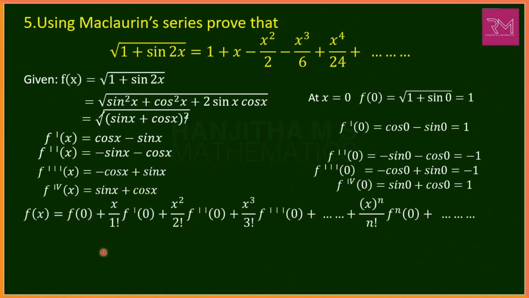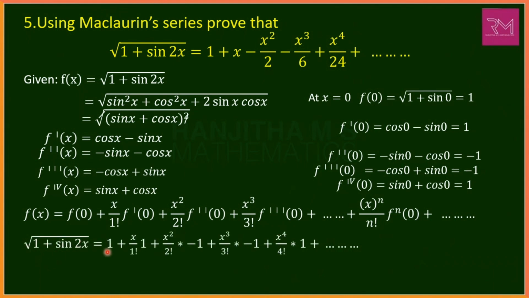Substituting all these values in Maclaurin series of expansion, we get f of x value is root of 1 plus sin 2x, which is equal to, here f of 0 is 1 plus x by 1 factorial into f dash of 0 value is 1 plus x square by 2 factorial into f double dash of 0 value is minus 1 plus x cube by 3 factorial into f triple dash of 0 value is minus 1 plus x power 4 by 4 factorial into f power fourth derivative at x equal to 0 is 1 plus and so on.